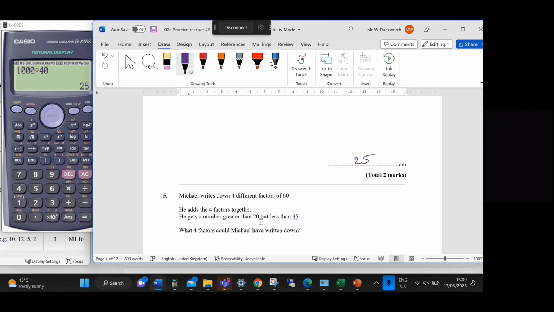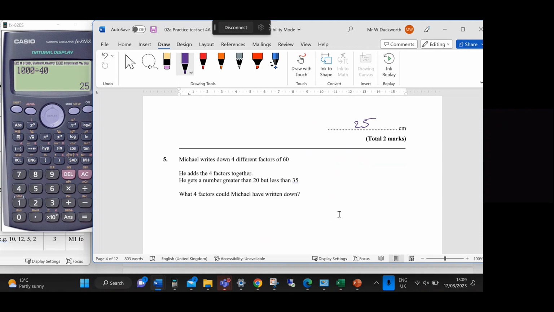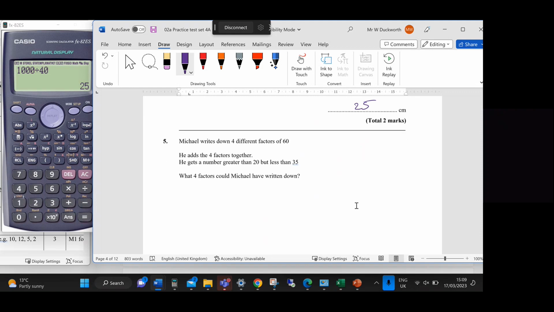Okay, question 5. Michael writes down 4 different factors of 60. He adds the 4 factors together. He will get a number greater than 20 but less than 35. What 4 factors could he have written down?